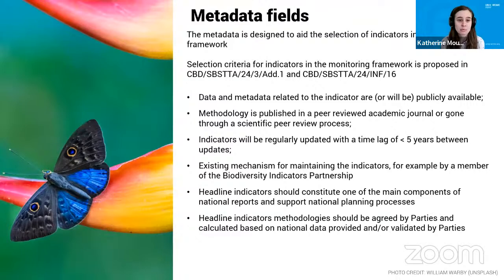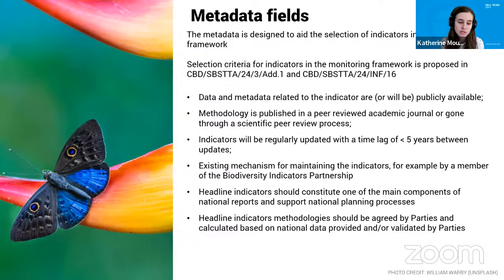In this proposed selection criteria, the data and metadata should be publicly available or will be publicly available. The methodology should be published in a peer review academic journal or gone through a scientific peer review process. The indicators will be regularly updated with a lifetime of less than 5 years in between updates. There should be an existing mechanism for maintaining the indicators into the future, for example, be part of the Biodiversity Indicators Partnership.